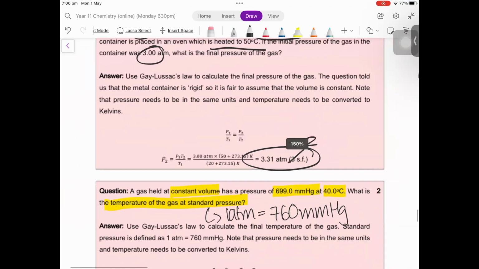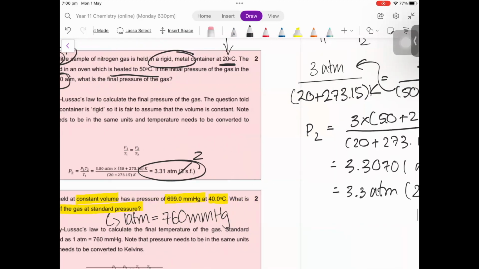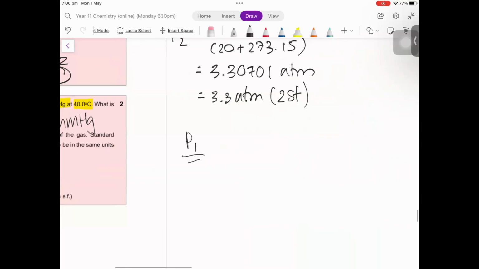So they tell you that at one point, 699 millimeters of mercury is at 40 degrees Celsius. Then they want to ask you, what's the temperature at standard pressure? It kind of looks like they've only given you 2 numbers, but they have given you a third because standard pressure is defined at 760 millimeters of mercury. So in this case, we have P1 on T1 is equal to P2 on T2.